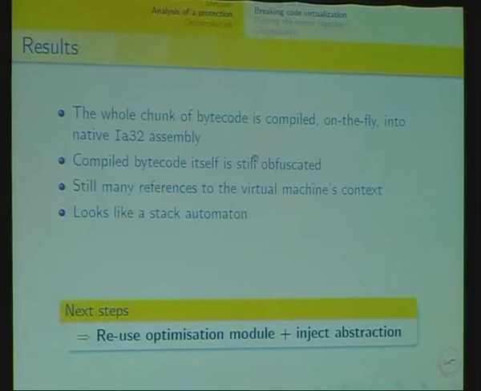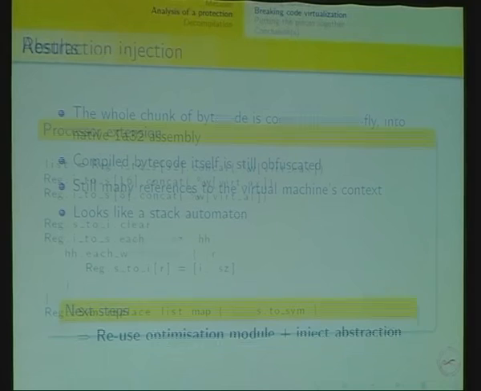So as I showed you, the whole bytecode is compiled on the fly into native assembly. There's still a part of obfuscation, and the stack automaton aspect is quite annoying because it's quite hard to analyze by hand. So we want to get rid of that. What we do is reuse the optimization module on this code, and we inject abstraction into the code to remove references to the virtual machine context. When we know that the references to EDI registers are references to the virtual machine context, we can get rid of them, and thanks to the one-to-one mapping, we can recover native registers.